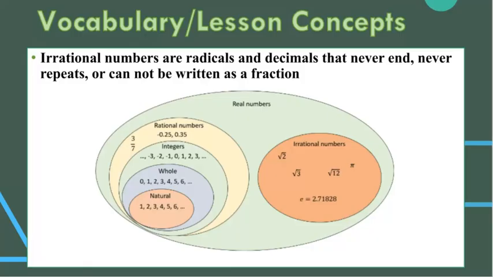Well, irrational numbers are radicals or decimals that never end, never repeat, and cannot be written as a fraction. In this picture, you can see the difference between rational numbers and irrational numbers. Over here, you see the irrational numbers. You have some radicals here and here and here. You have some decimals that never end, such as Euler's number, and you have pi. Those would be two common numbers you would use in math classes.